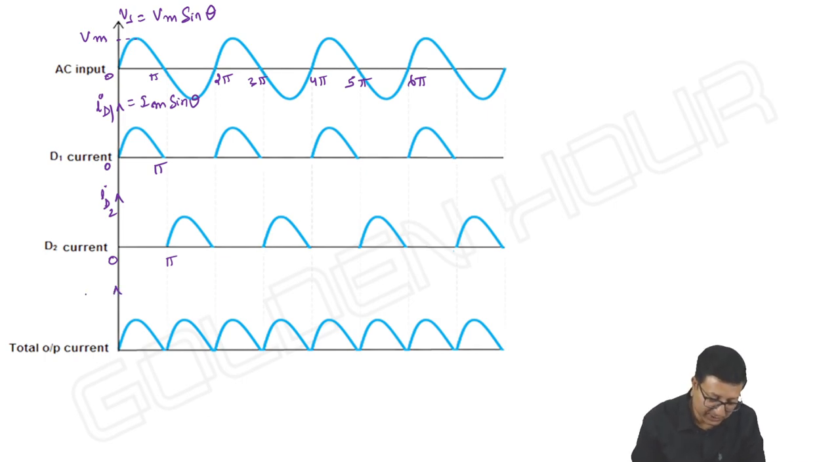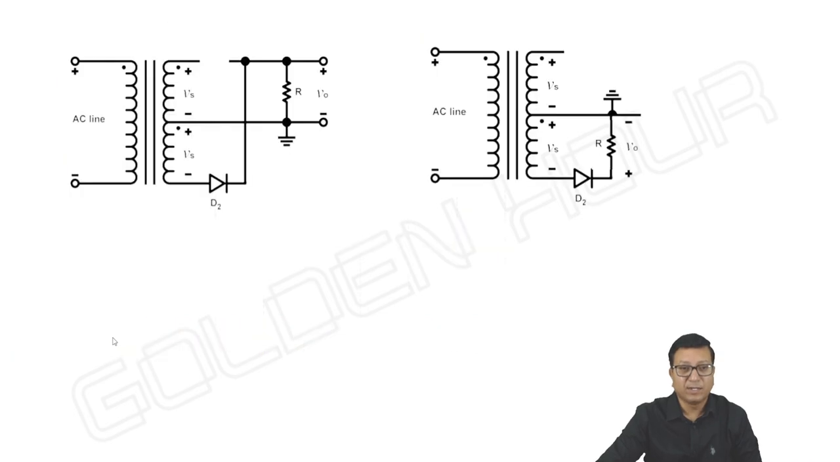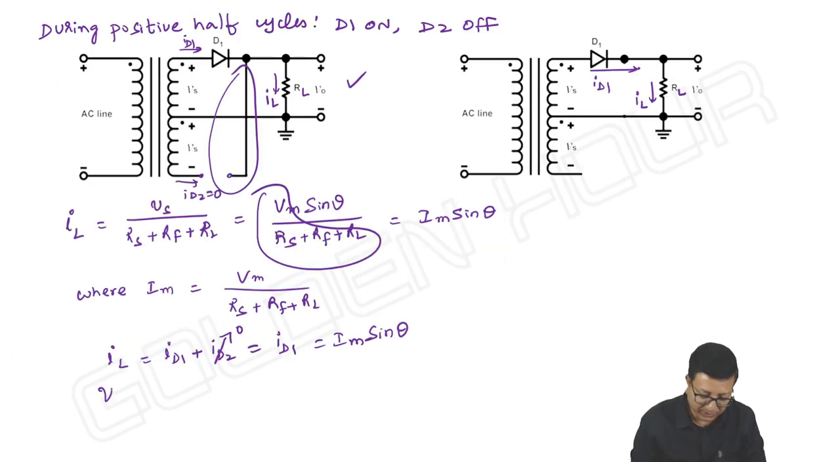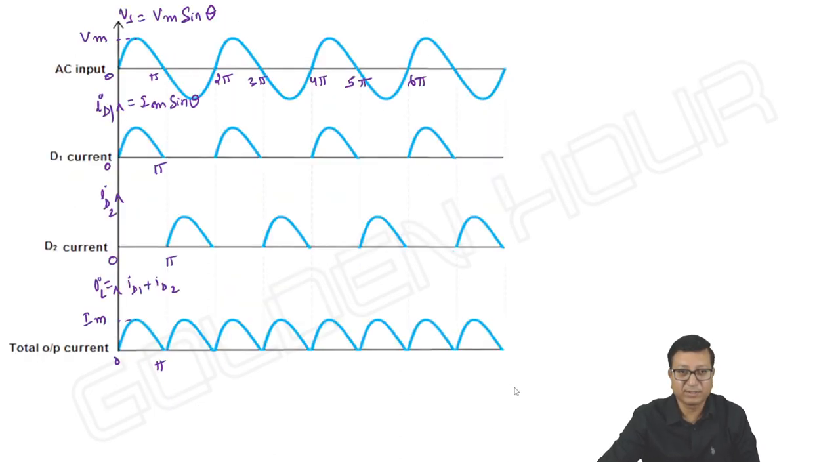And the total current IL is equal to ID1 plus ID2, and from 0 to pi, IL is equal to Im sin theta only. Its peak amplitude is Im. Okay. Next, what about the output voltage? V output is equal to IL into RL, that is Im sin theta into RL. So it is also looking like some sine wave only.